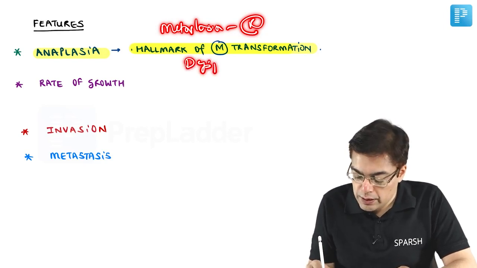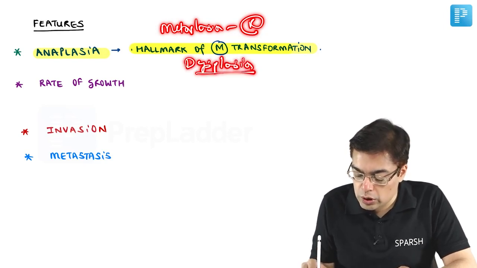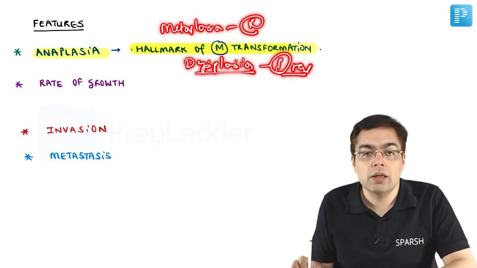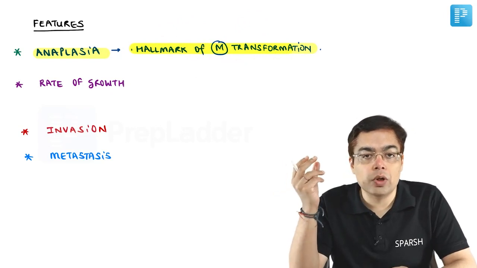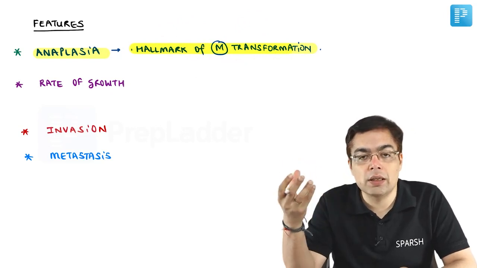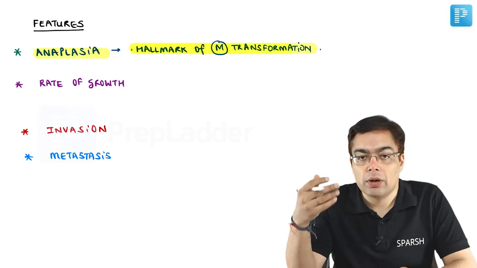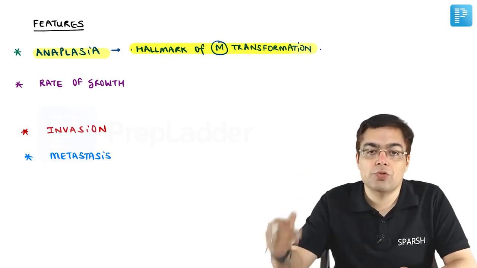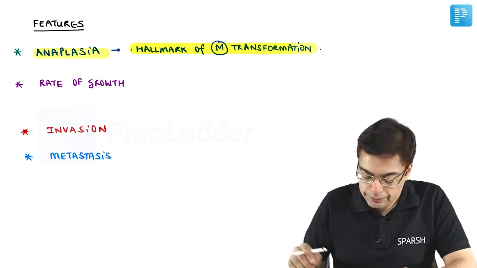You got a question in the recent NEET PG exam which talked about dysplasia. Dysplasia is an example of a condition which is partially reversible. In the initial stages, if you remove the noxious stimulus, the epithelial cells can still come back to the normal appearance. But if the stimulus persists, then that gradually transforms into an anaplastic change.